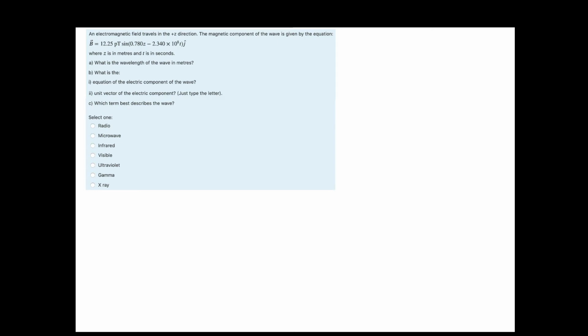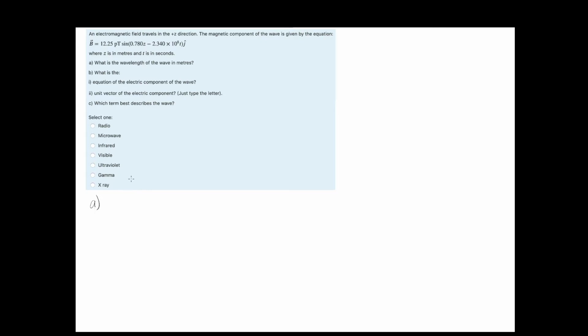Okay, so let's have a look at this first question. An EM field travels in the positive Z direction. The magnetic component of the wave is given by this equation. B equals 12.25 picoteslas sine (0.780 Z minus 2.340 times 10 to the 8 t) j, where Z is in meters and t is in seconds. So A, what is the wavelength of the wave in meters?